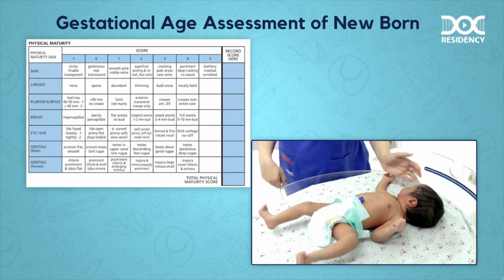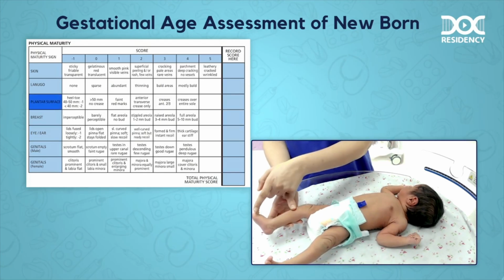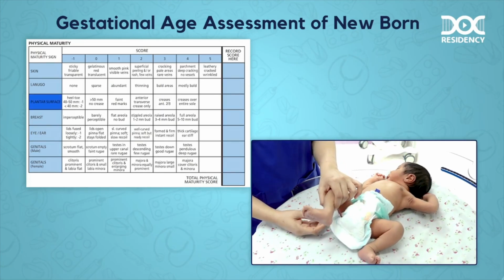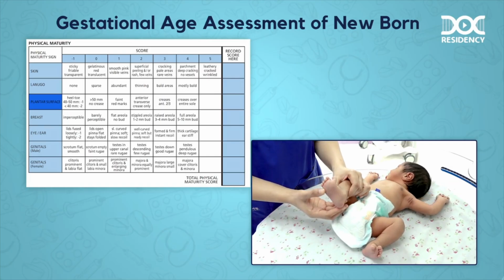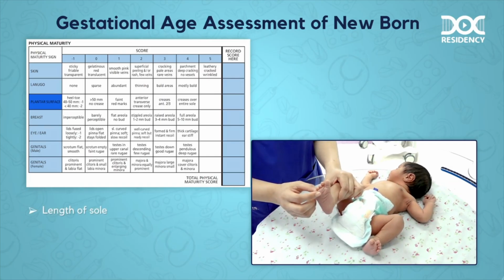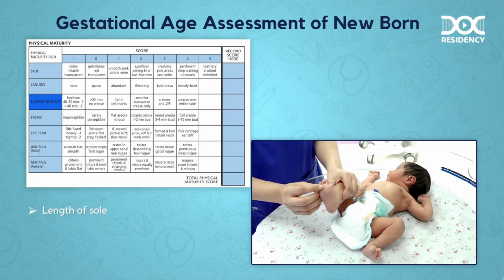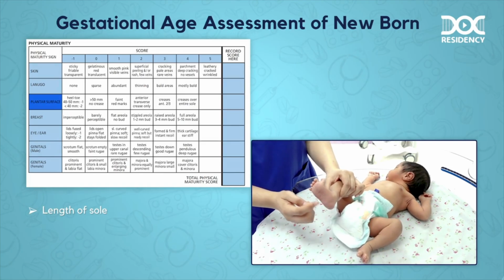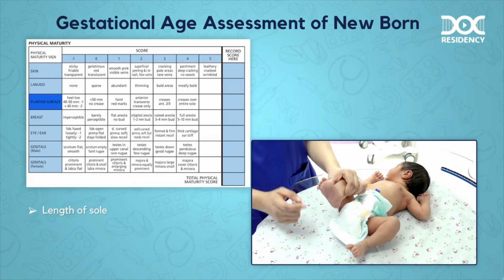Coming to the next aspect, which is the plantar surface. When it comes to the plantar surface, we assess the length of the foot, starting from the heel to the edge of the plantar surface. This again gets a score of -2 if the length itself is less than 40 mm, -1 if the length is between 40 to 50 mm.